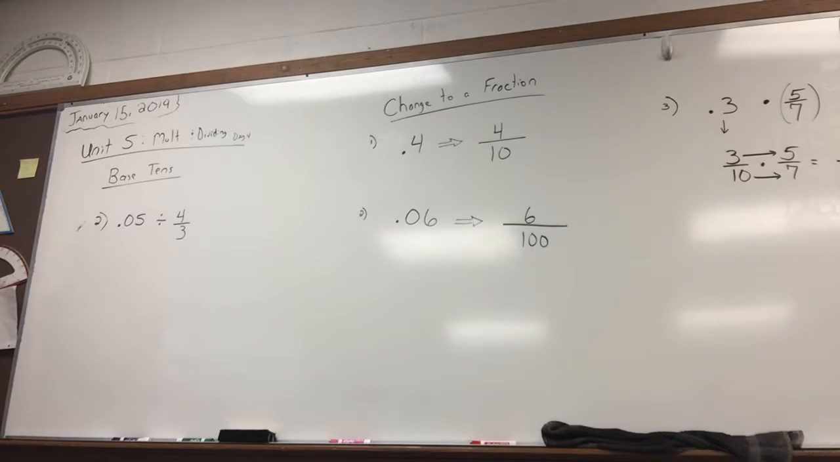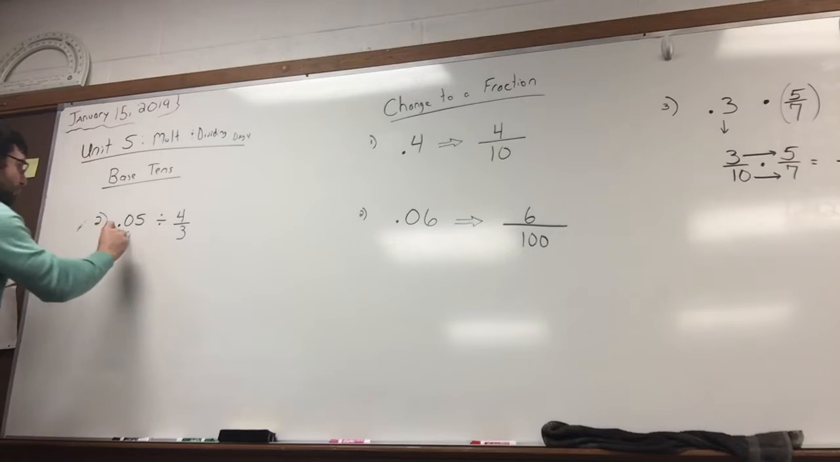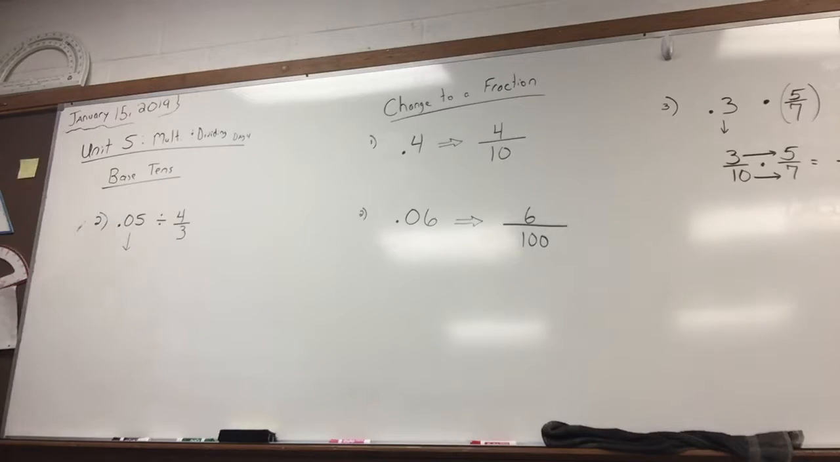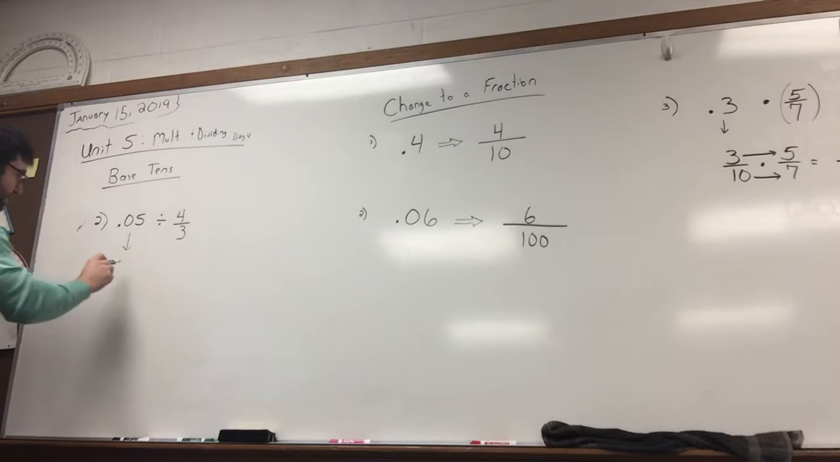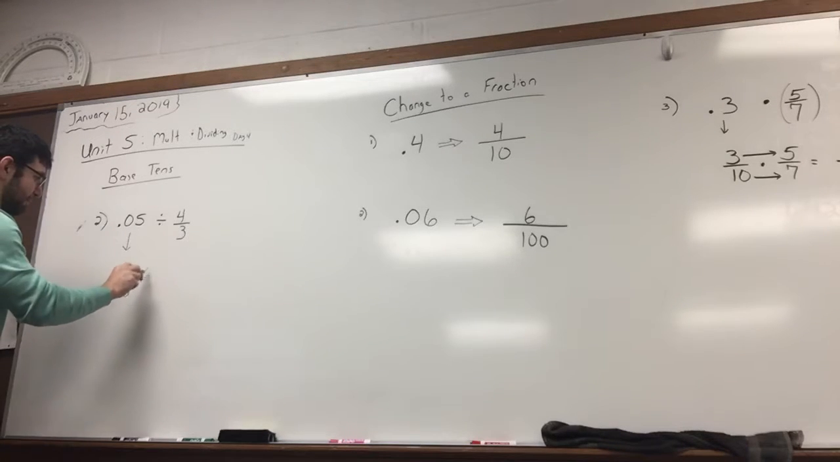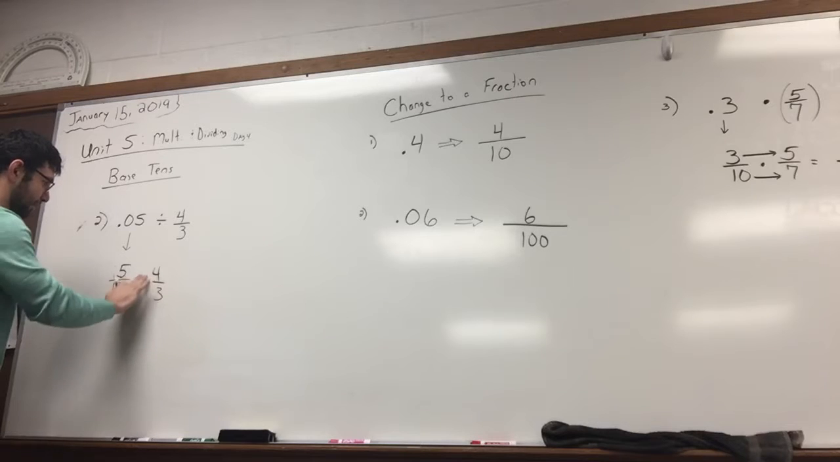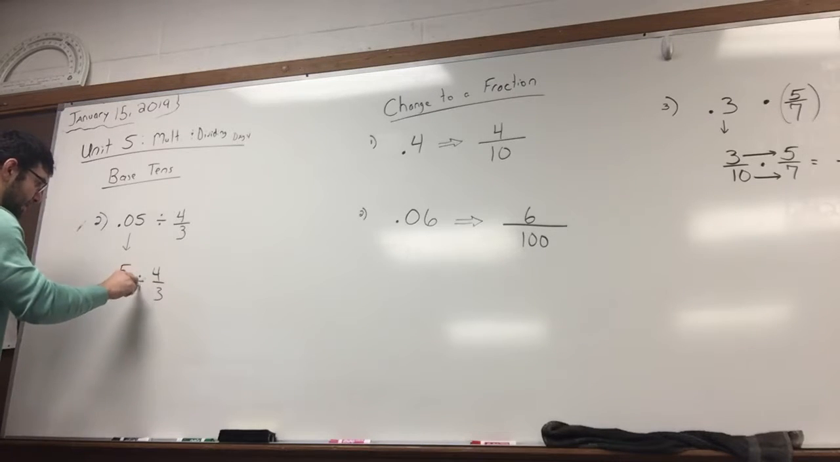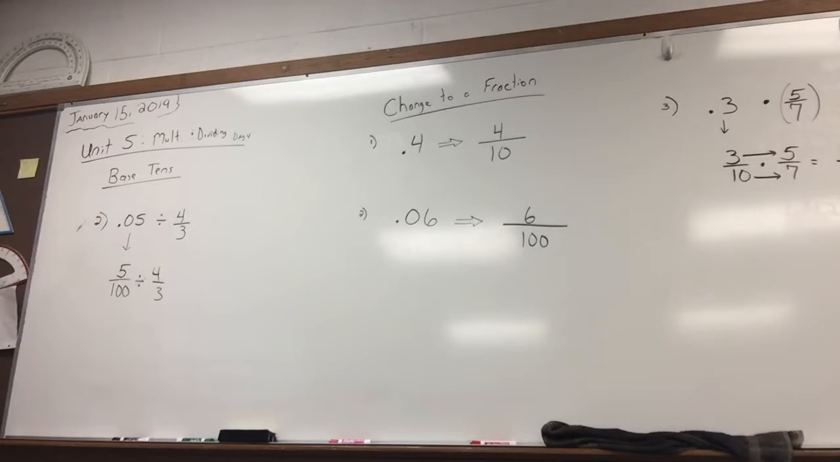Okay, so all I said is let's rewrite it. Kendall, how am I going to write this first number? I'm going to write it as a fraction. Okay, which is? 5/100. 5 divided by 100 is 5/100. Then it's still divided by 4 divided by 3. Does everybody agree that that's now a problem that I can work with?